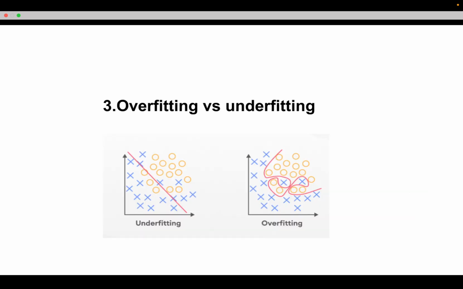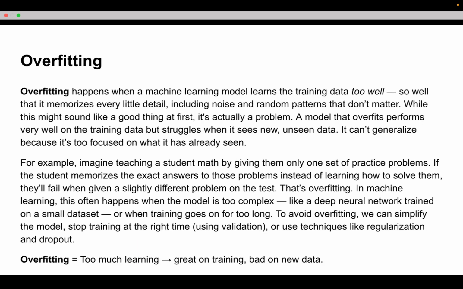3. Overfitting versus underfitting. Overfitting happens when a machine learning model learns the training data too well, so well that it memorizes every little detail, including noise and random patterns that don't matter. While this might sound like a good thing at first, it actually is a problem. A model that overfits performs very well on the training data but struggles when it sees new, unseen data. It can't generalize because it's too focused on what it has already seen.